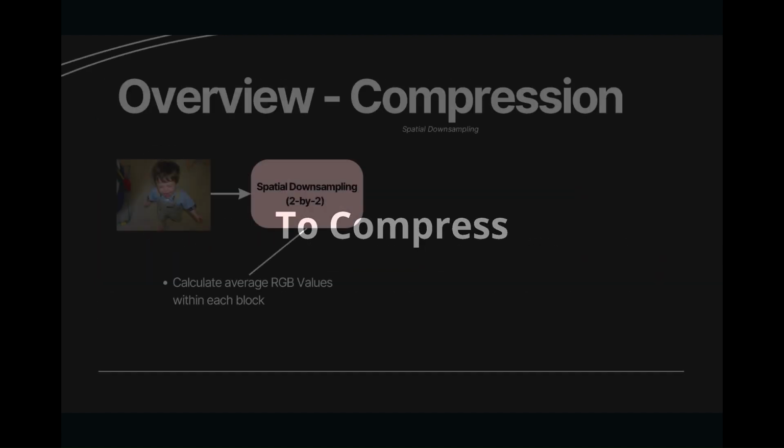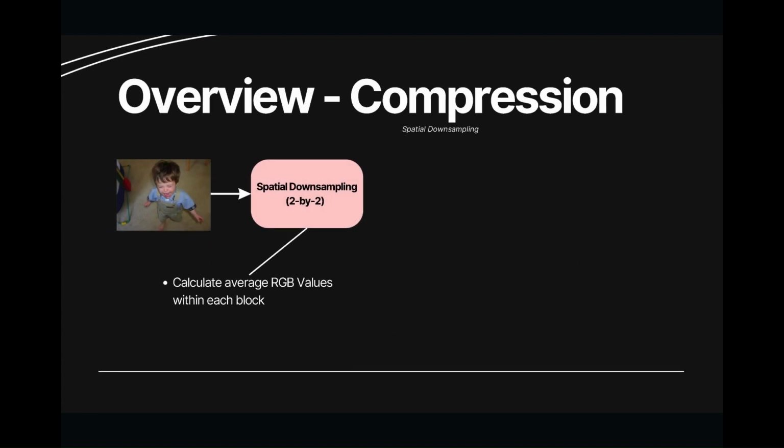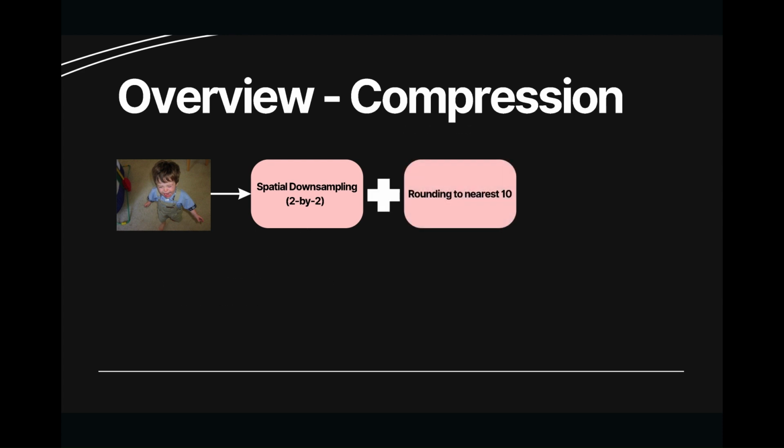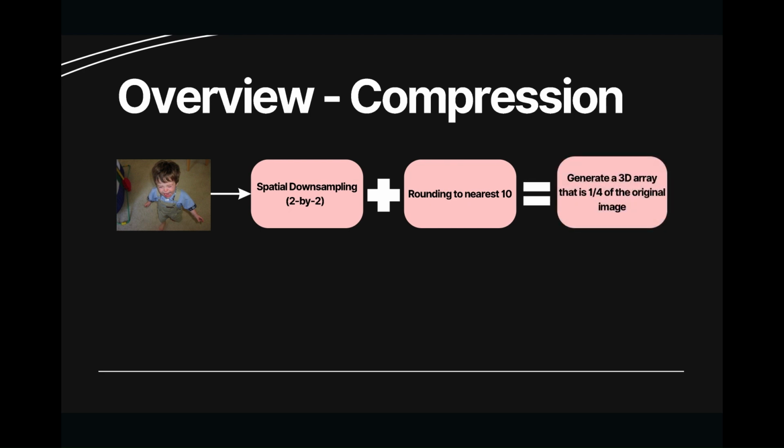To summarize, our image compression algorithm works as follows. Firstly, we implement spatial downsampling using a block size of 2x2. During this downsampling phase, we calculate the average RGB values within each block. To optimize the data representation, we round these RGB values to the nearest multiple of 10, facilitating more efficient compression. Following the downsampling and rounding process, we proceed to construct a new image that's essentially a quarter the size of the original image. This newly created image uses the rounded RGB values to represent color information, effectively reducing the data size while retaining the core characteristics of the original image.